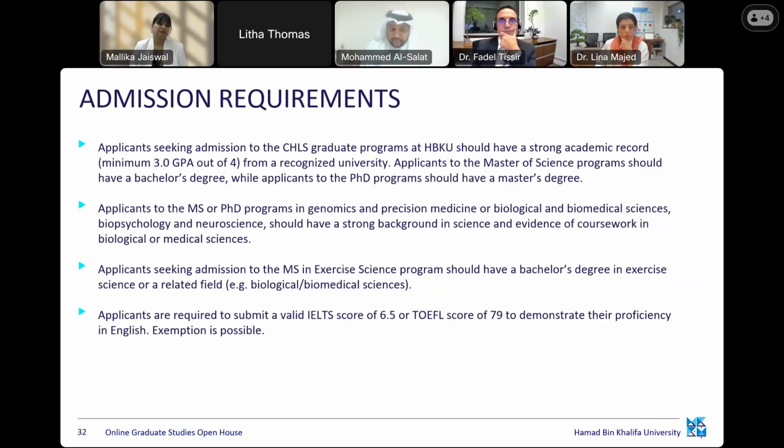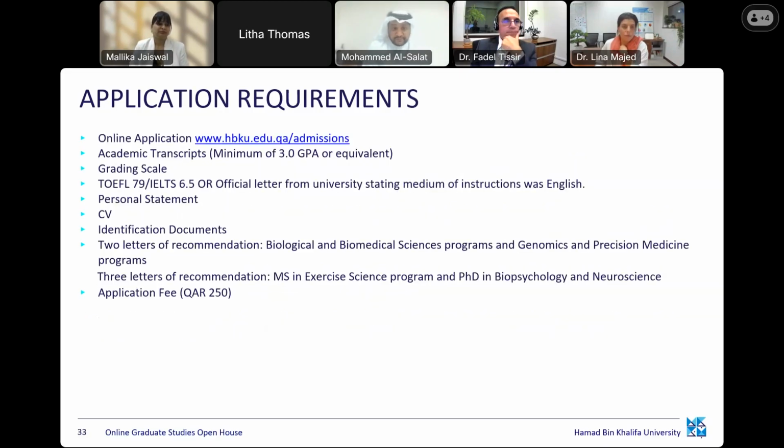The applicants are required to submit a valid IELTS score of a minimum of 6.5 or a TOEFL score of 79 to demonstrate their proficiency in English, and exemption is possible. Next slide, please. So the application requirements: an online application through our official website.